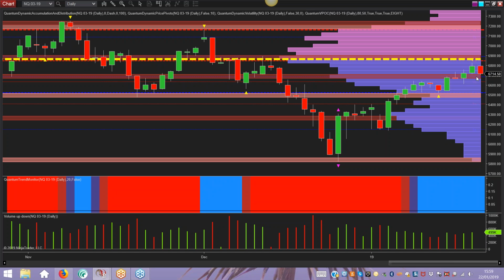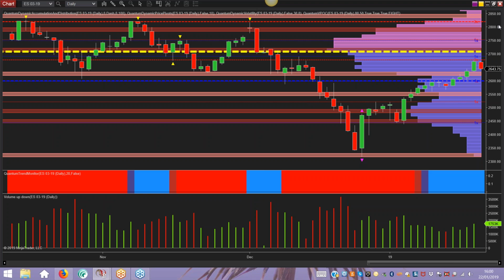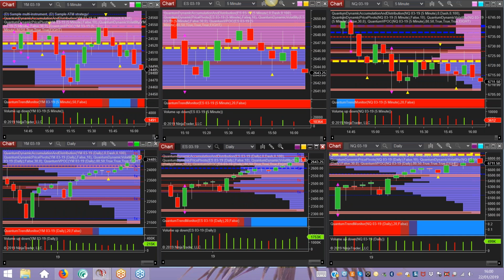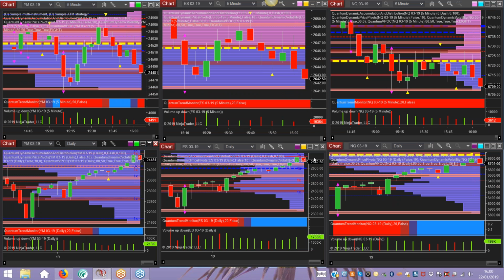That's where we are in terms of the NQ. The NQ actually is the closest, I think, to its volume point of control. I think the others, that's not far away. Let's have a look at the YM. Yeah, the YM's got a little bit further to go, but they're all approaching this region of heavy concentration of volume and the fulcrum of the market and all that entails.